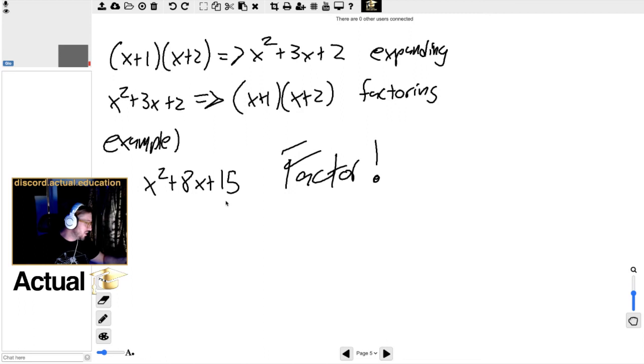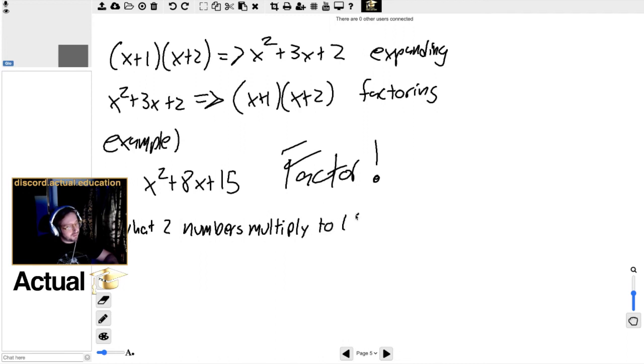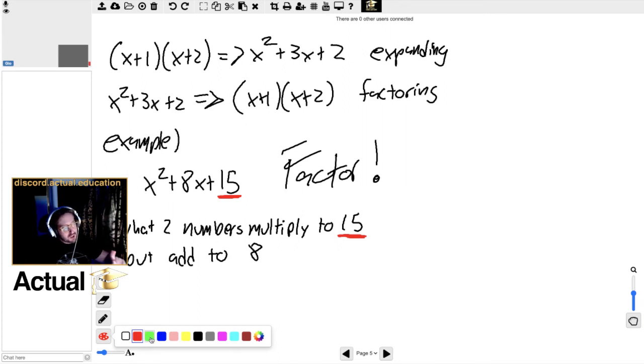So here's the quick way to do it. You need to figure out what two numbers multiply to 15 but add to 8. This is the trick. You look at whatever the number on the right is, without the x on it, and you need two numbers to multiply to 15. But you also need those two numbers to add up to the number in front of the x, which in this case is the 8.